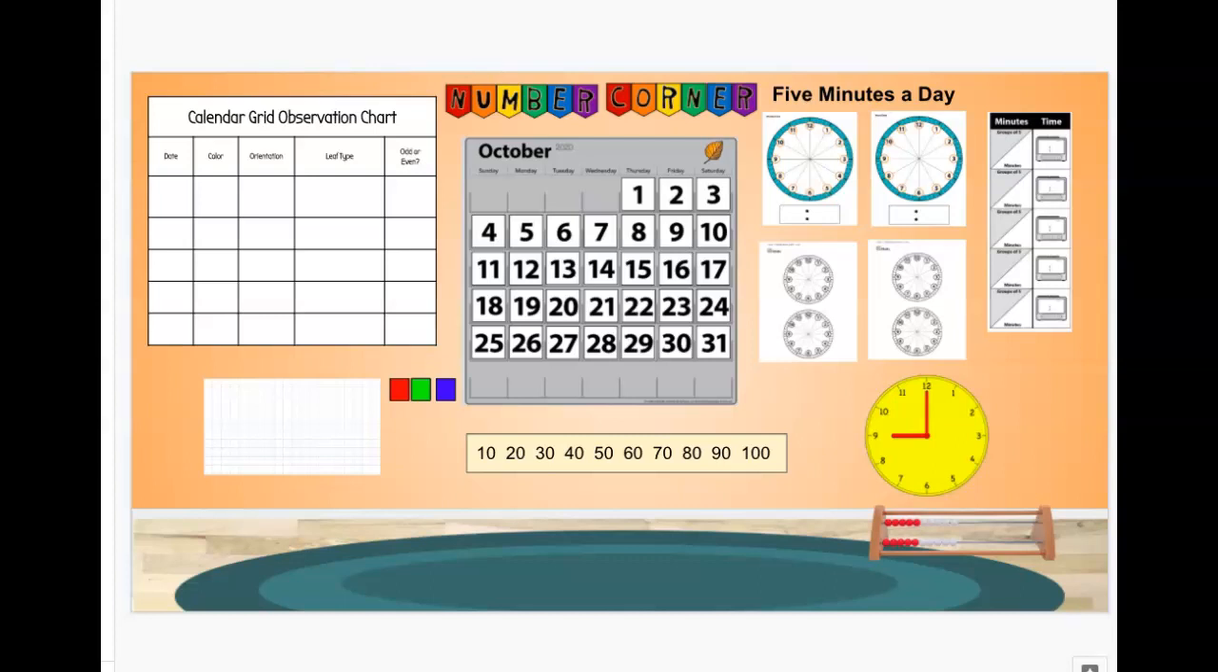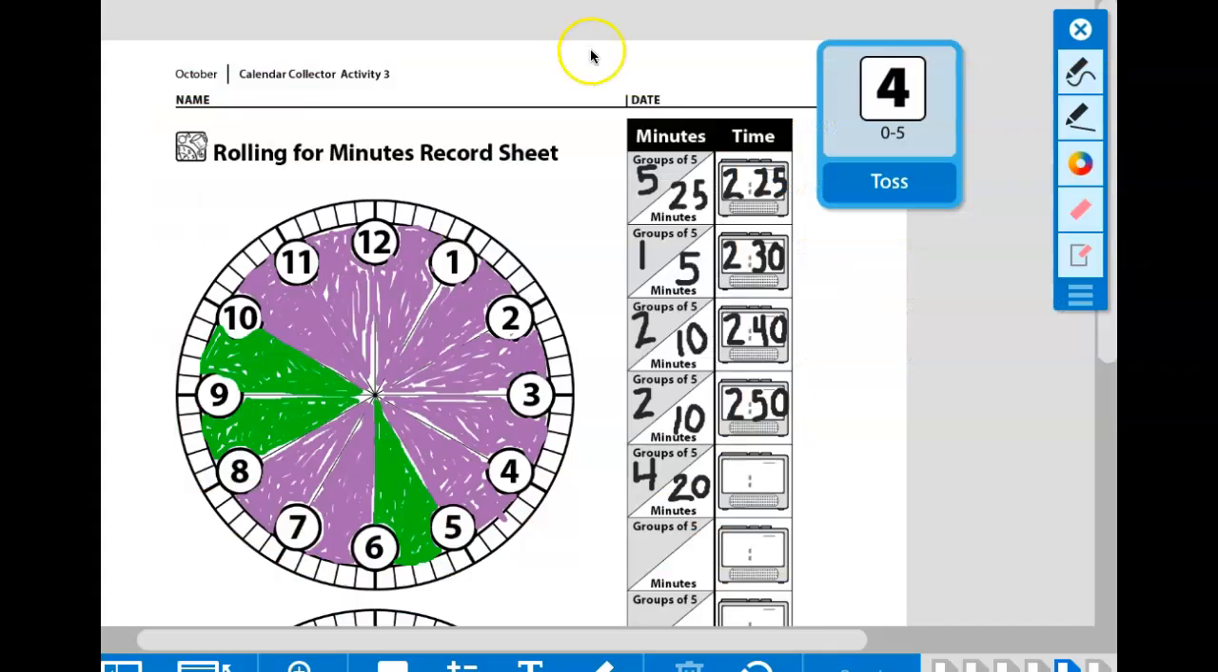For Number Corner today, we are working with our calendar collector, 5 minutes a day. For 5 minutes a day, we will continue to roll for minutes. Now, last time we rolled for minutes, we ended up collecting 2 more groups of 5 minutes to equal 10 minutes. That moved our clock to 2:50.